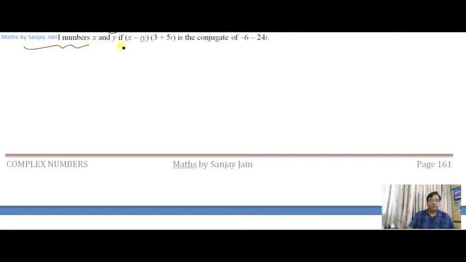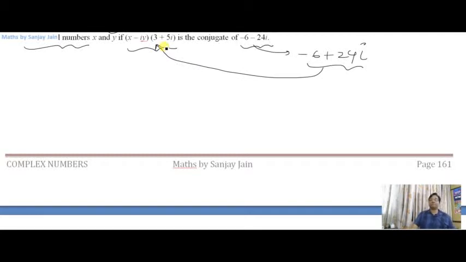Find the real numbers x and y if this product is the conjugate of this. So what is the conjugate of this? Minus 6 plus 24 iota, right? And this is equal to this complex number here. If it is the conjugate of this, this complex number should be equal to this. So what I'll do is simplify this further and bring it into a plus iota b form, then equate the real parts and imaginary parts. So let us work on this one first.